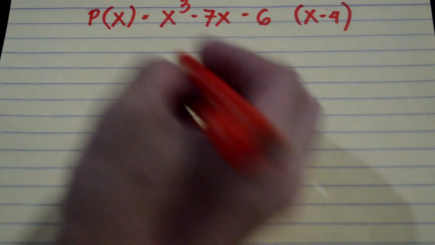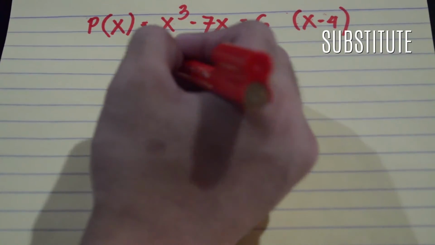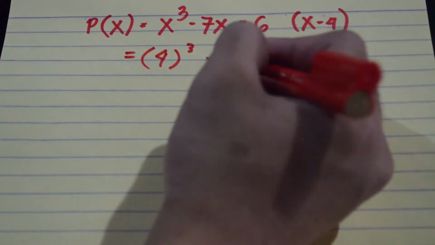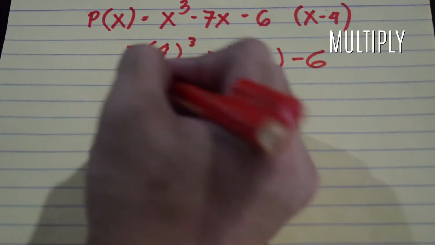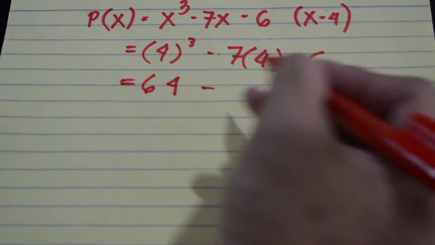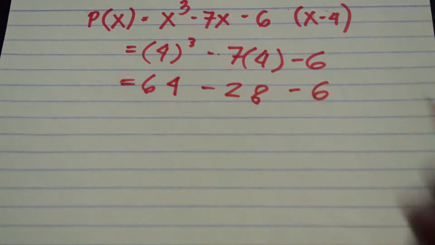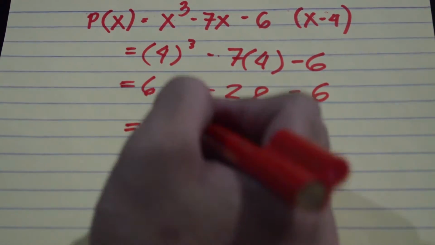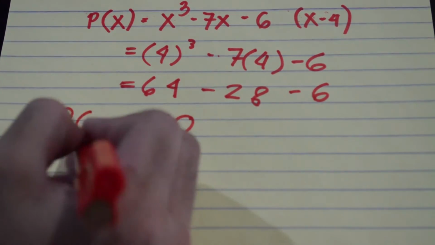So our first example is p of x equals x cubed minus 7x minus 6 divided by x minus 4. So first step is to substitute positive 4 for all the x variables. Then multiply, and get 64 minus 28 minus 6. 64 minus 28 minus 6 is equivalent to 30. So the remainder is 30.